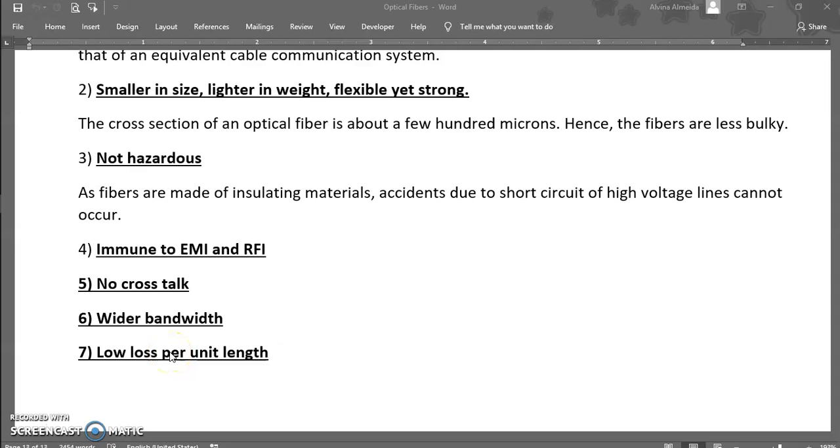Next, we have low loss per unit length. The transmission loss per unit length of optical fiber is about 4 dB per kilometer, which is very less compared to copper cables. If copper cable were to be used, the repeaters are to be spaced at intervals of about 2 kilometers. But in case of optical fibers, the interval can be as large as 100 kilometers and above.